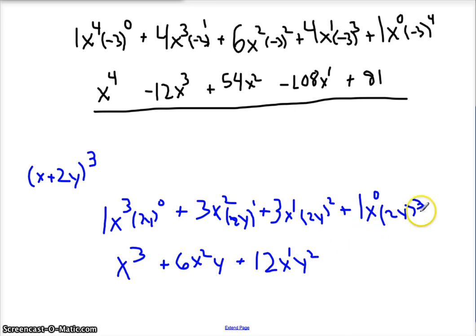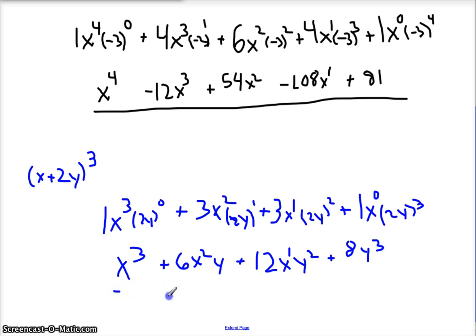All right, and last but not least, here we have x to the 0. Well, that's just 1, so we're not going to have an x variable here in this term. And we have another 1, that's cool. And now we have 2y to the 3rd. So we'll go ahead and cube each of these pieces here. 2 to the 3 is 8, a positive 8. And y to the 3 is y to the 3rd.